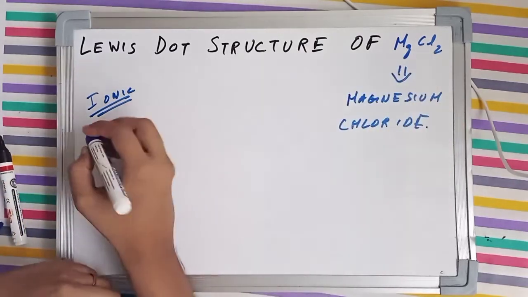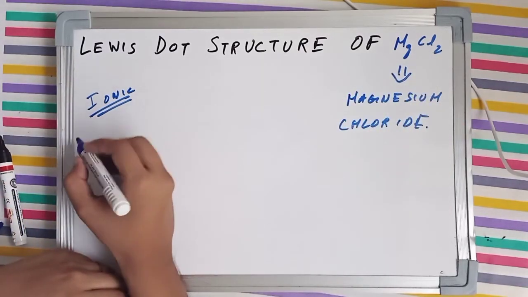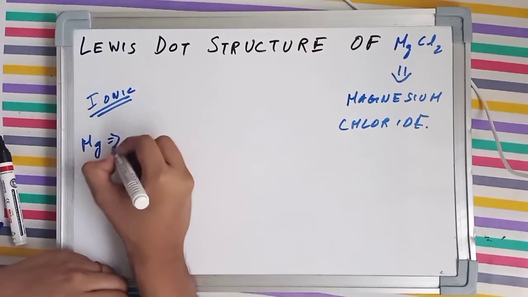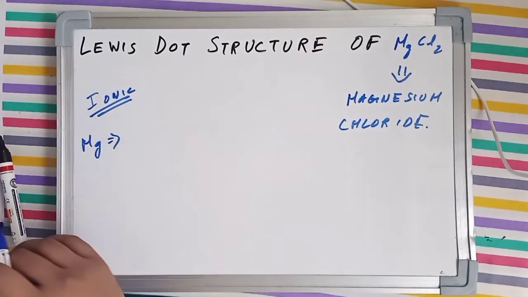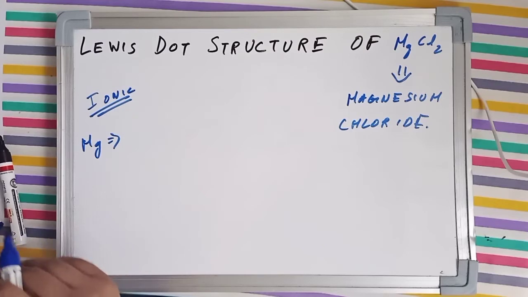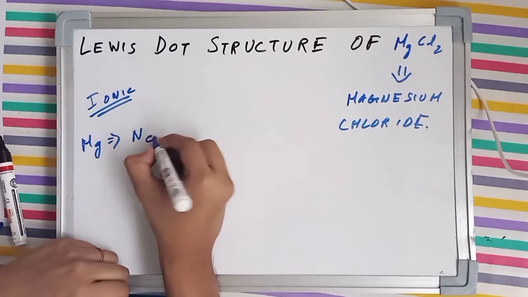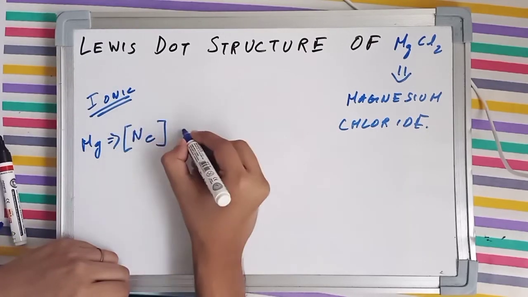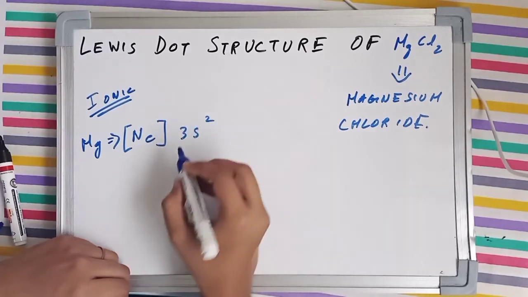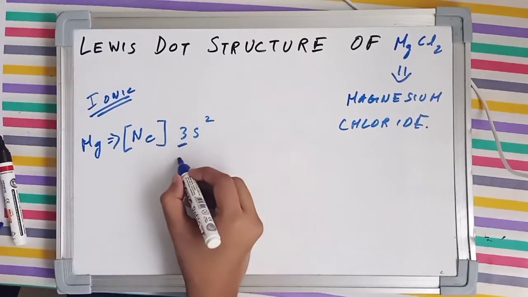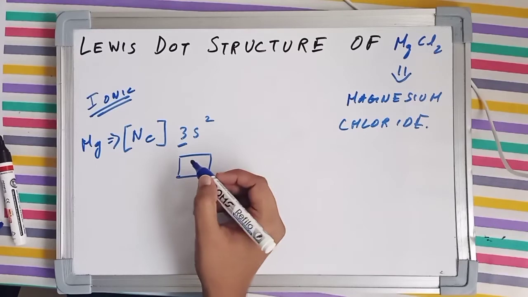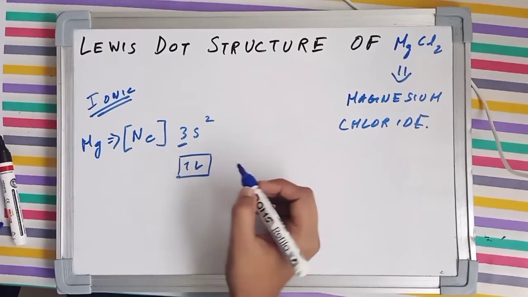Okay, now to draw the structure we need to find the electronic configuration of magnesium and chlorine. Now the electronic configuration of magnesium is the inert configuration of neon and then 3s2. So its valence shell is the third shell and the orbital diagram is 3s having 2 electrons.